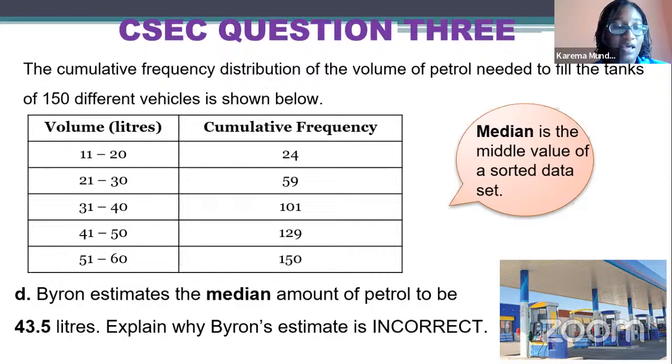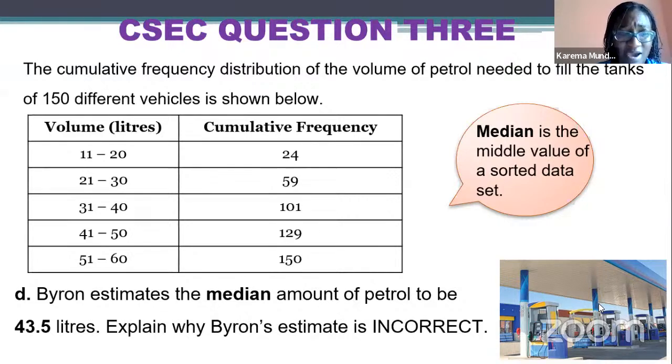Which class interval? Miss, 40. I think this will be 41 to 50. It's coming from 41 to 50. Is that where we found the median? Did we find the median? 31 to 50, 31 to 40. Aha, that's where we found our median.